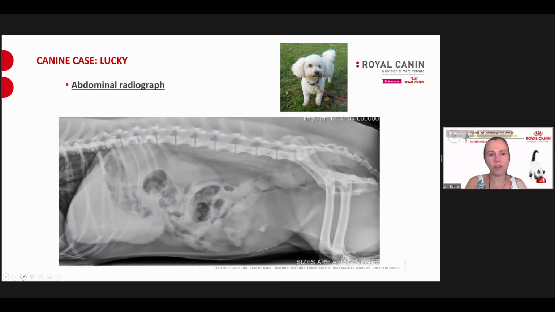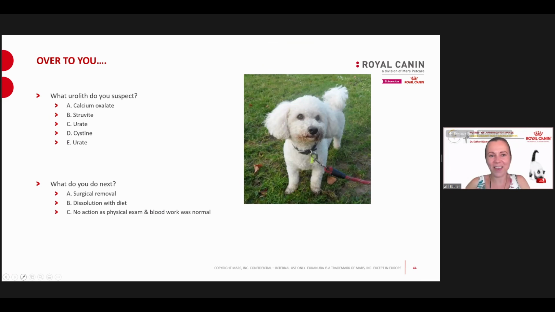So you take an abdominal radiograph, and on this radiograph, you can see stones, and they are in the location of the bladder. So I'm handing back over to Dr. Pujal right now, because he is going to explain to you what we're going to do next. We are going to ask you some questions to answer.